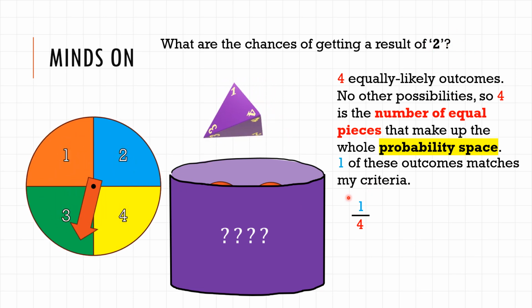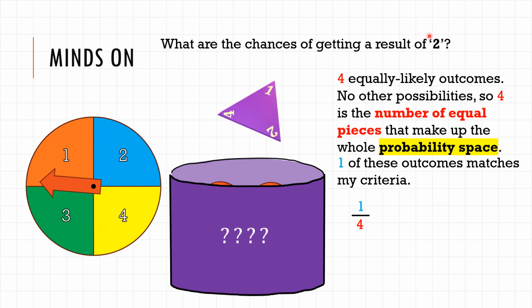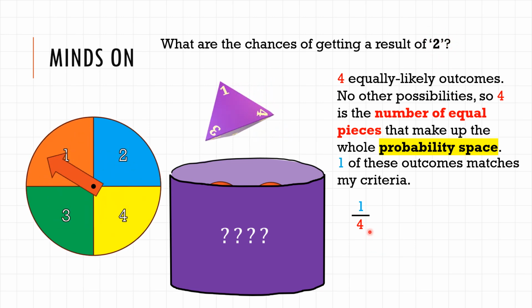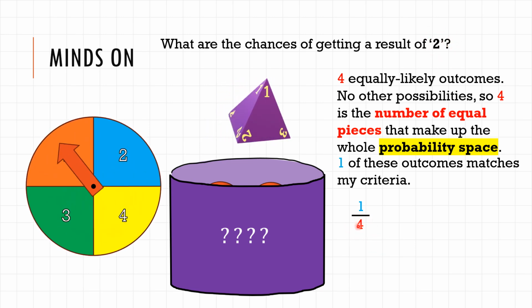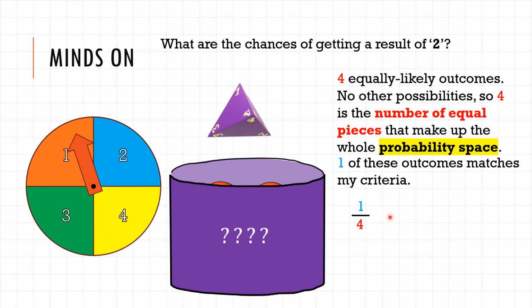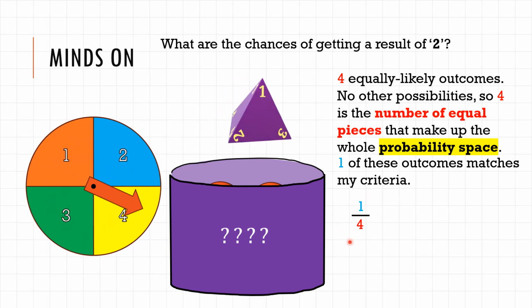The way we would write this, if this was an equation, is that the numerator is the number of outcomes that meet our desired result, and the denominator is the number of total equally likely outcomes in the probability space. So there are 4 outcomes in total, and only one of them, the 2, matches my criteria. So that's how we represent probability.